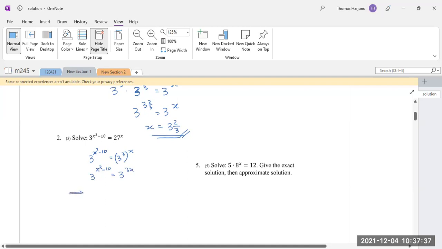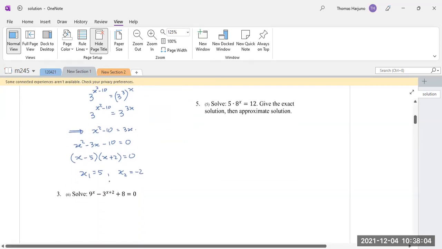By one-to-oneness of base 3, we get x squared minus 10 equals 3x. So x squared minus 3x minus 10 equals 0. We can factor this: x minus 5, x plus 2 equals 0. So x1 is 5, x2 is -2. Number 3.